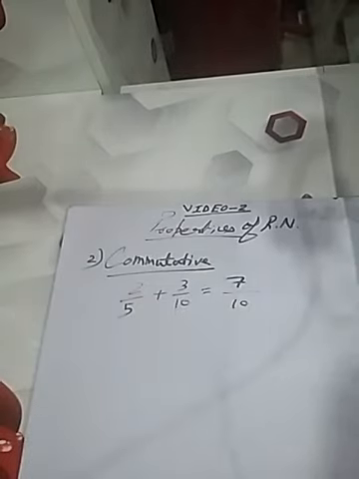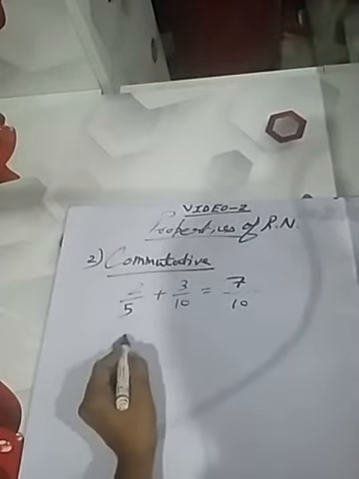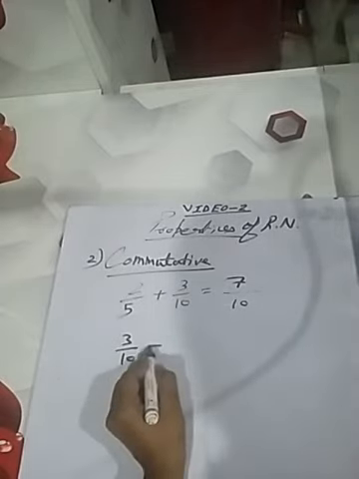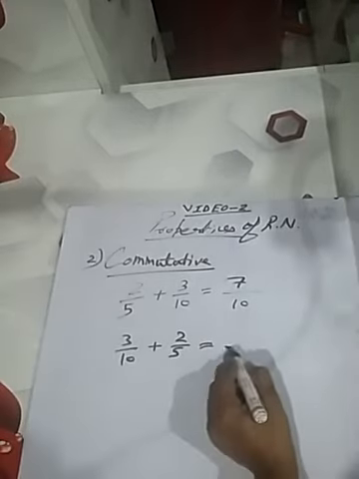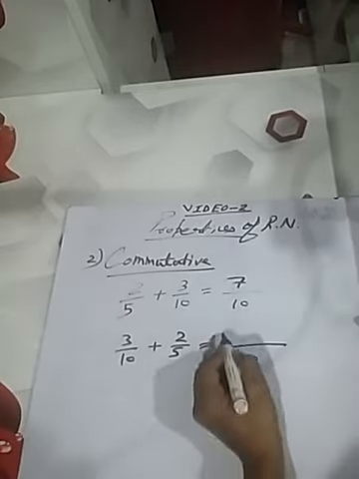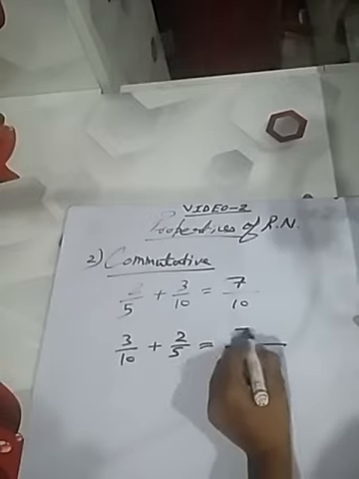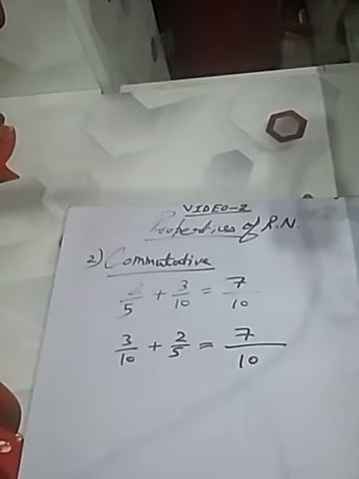Now if you interchange the places, means 3 by 10 plus 2 by 5, will you again get the same? Again the answer will be 10, this will be 3 and this will be 4, again it will be 7. What happens? When we interchange the things, the result is same or not?